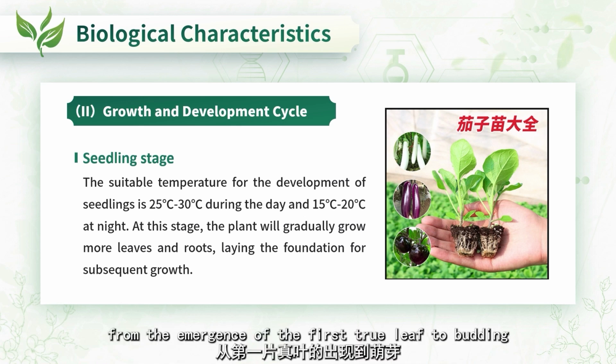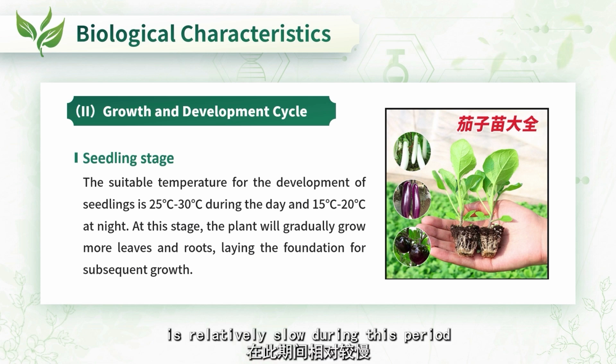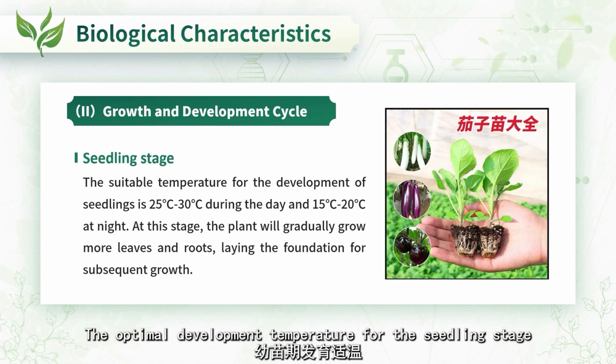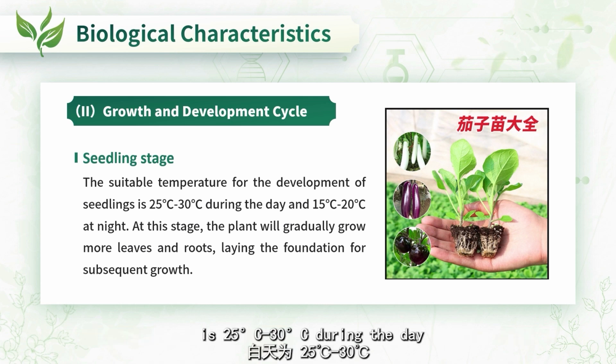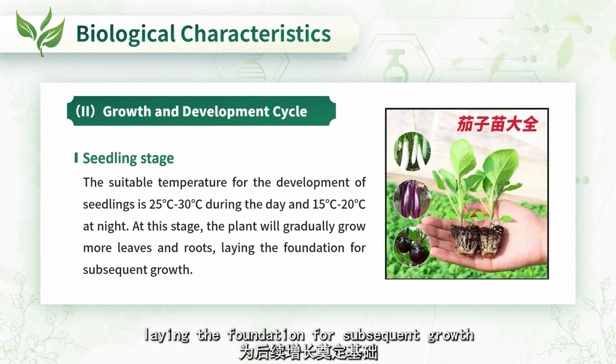Seedling stage. From the emergence of the first true leaf to budding is the seedling stage. The growth rate of eggplants is relatively slow during this period and requires suitable temperature, light, and nutrient supply. The optimal development temperature for the seedling stage is 25 degrees C to 30 degrees C during the day and 15 degrees C to 20 degrees C at night. During this stage, the plant will gradually grow more leaves and roots, laying the foundation for subsequent growth.